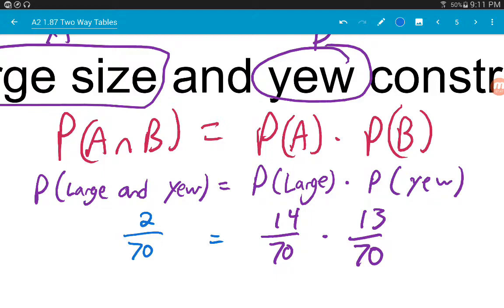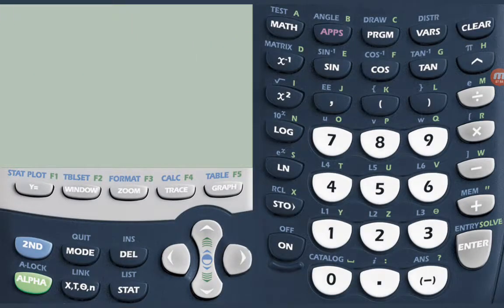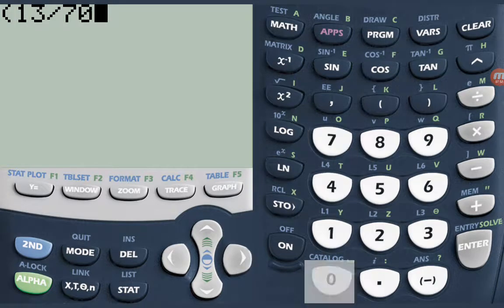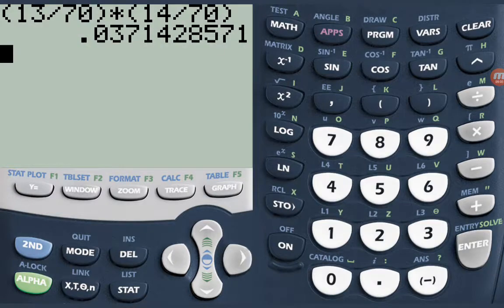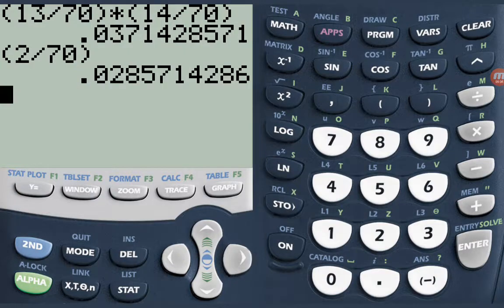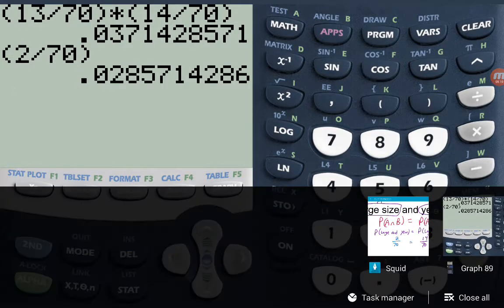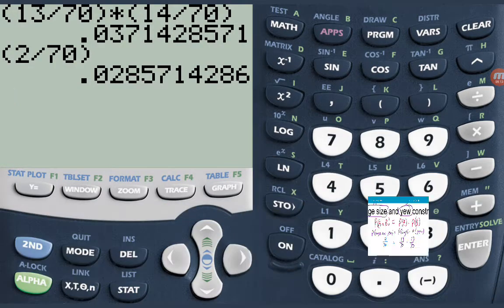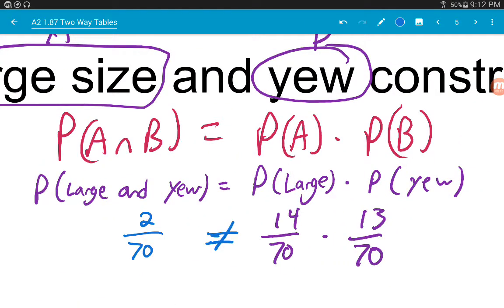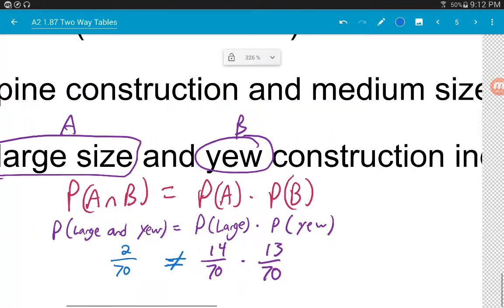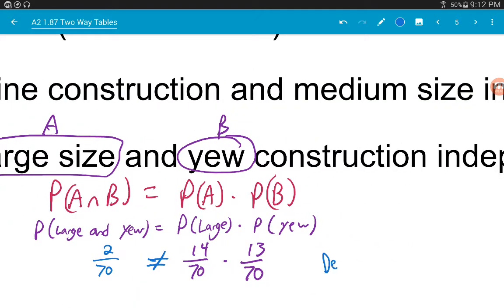Now I'll take this on the right hand side and I'm going to take it to my calculator. Let's see, 13 out of 70 times 14 out of 70. And the question is that equal to 2 out of 70? Those are not the same number. Those are absolutely not equal. So since they are not equal, they are not independent. Therefore, they are dependent.